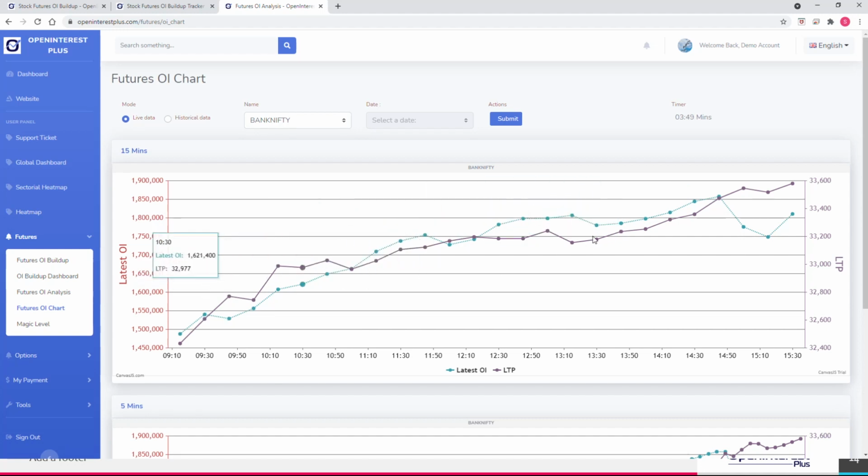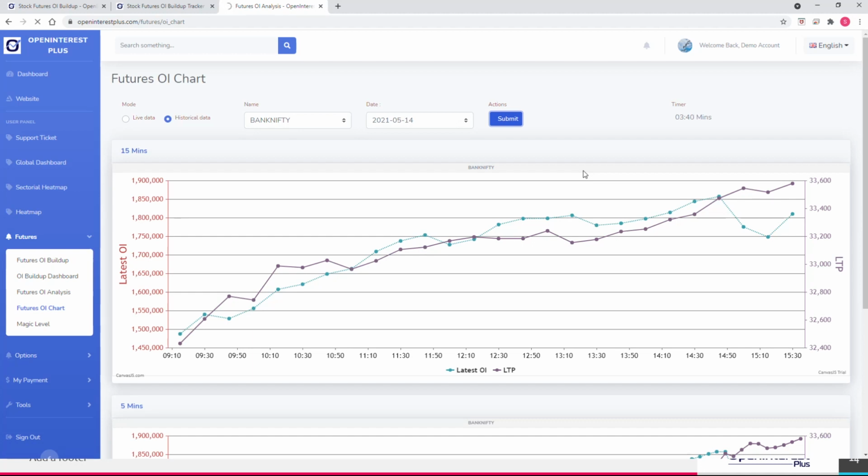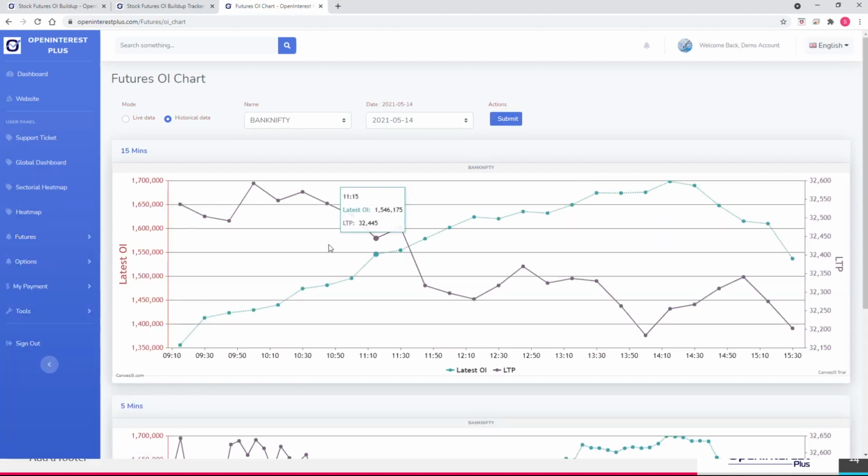At the moment I've given this, and similar to the other pages, we have the option to choose the historical data. You can choose the date, click on it, and look at, for example, how Bank Nifty performed on the 14th. This is how the price kept crashing, with an increase in open interest and a decrease in price. So this is a classic example of short buildup.